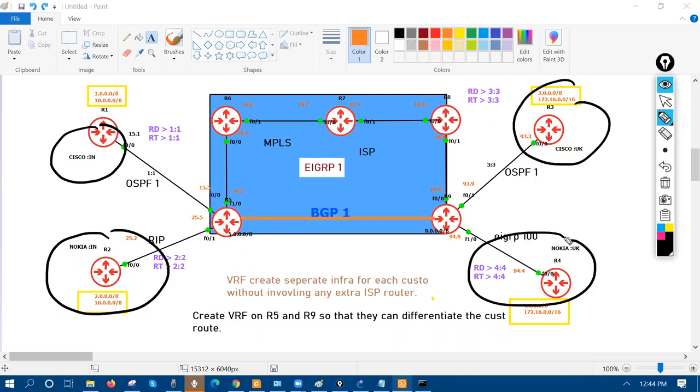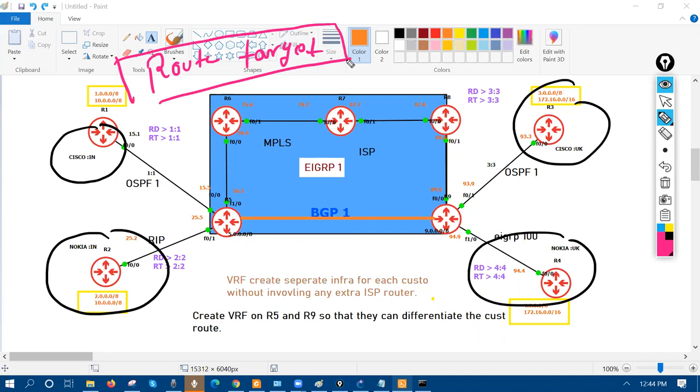Whatever this customer order we have, I need to define the special identifier for this person, the route target. Where should I install this route and where should I advertise this order? I need to define the special RT value for this customer.